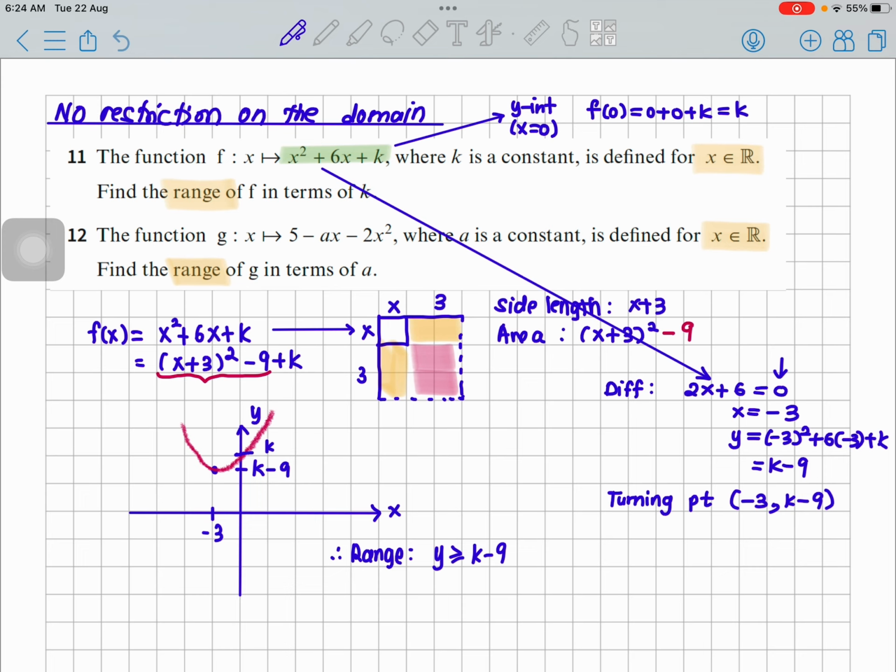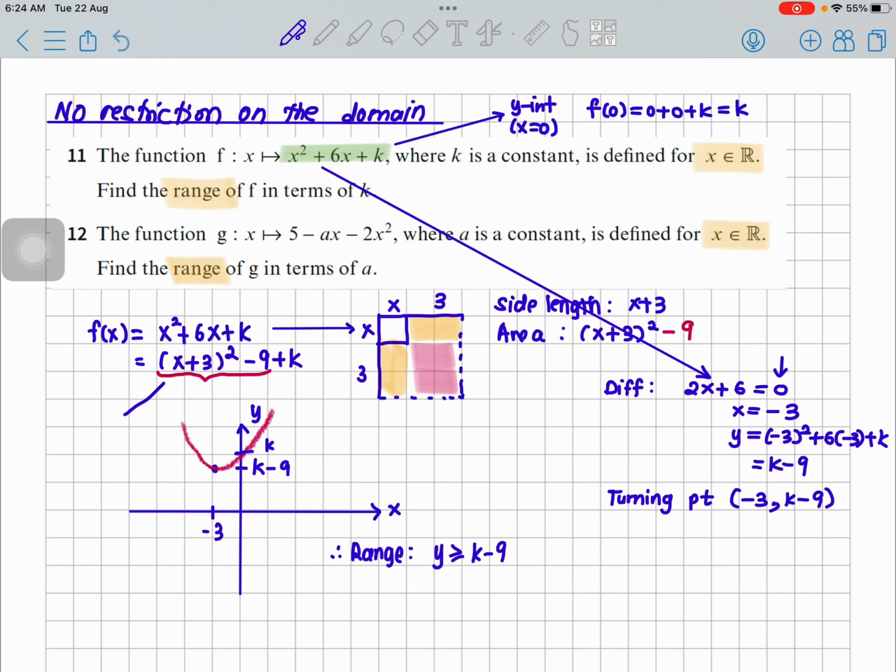Why did I do differentiation? Because I wanted to plot it. Why did I do completing the square? Because I want to get the vertex from here, which is the turning point, negative 3, k minus 9. And then I can use it to sketch. Just now we were not sure whether your k is going to be on the positive part of the y-axis, or below the x-axis, on the negative y part.